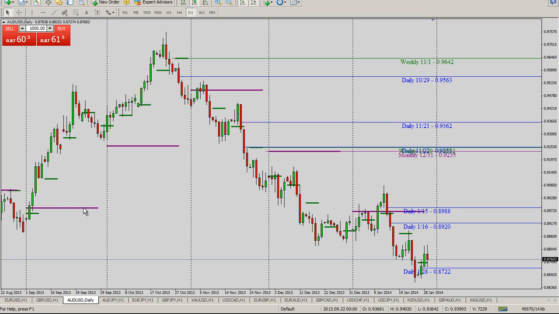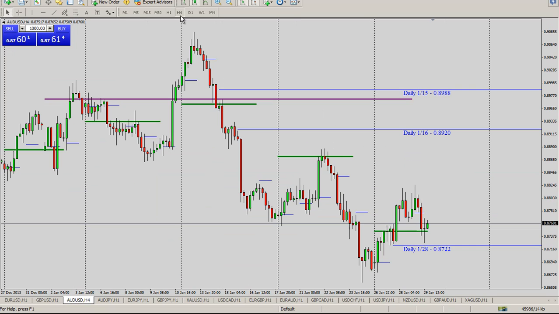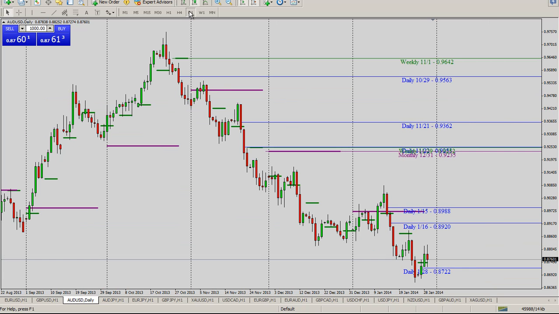So here's our monthly pivot point for September. Here's October's monthly pivot point. Here's November's monthly pivot point, and December, and so on. Now, again, we can see these pretty well on most time frames, but it's easier to see daily pivot points on 1-hour charts, and weekly pivot points on 4-hour charts, and monthly pivot points on daily charts.